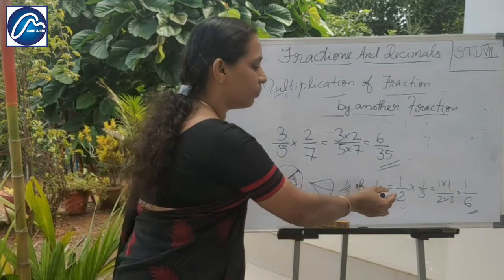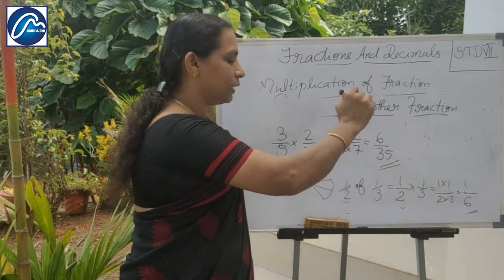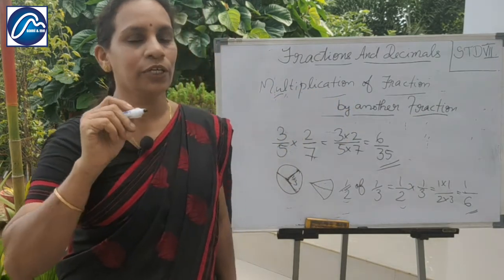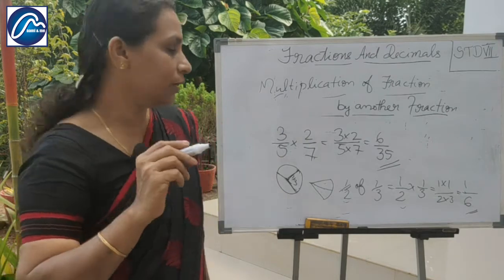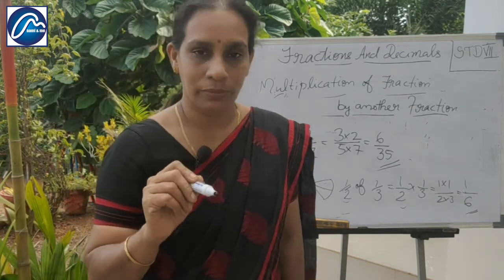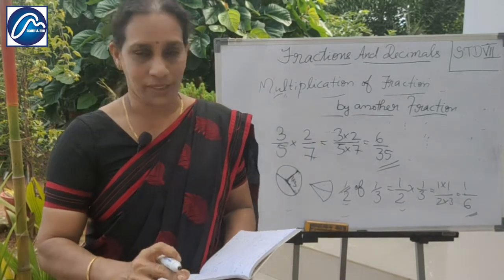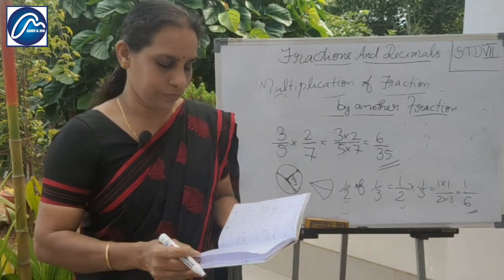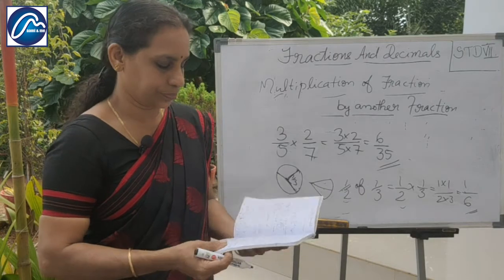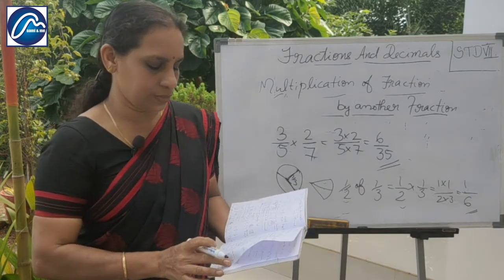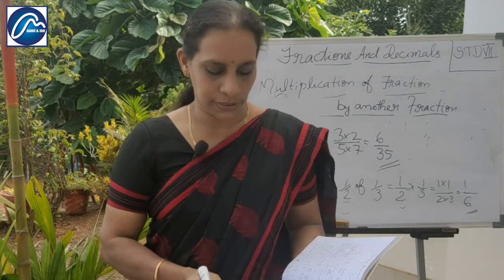That is 1 by 2 of 1 by 3. That is 1 by 2 into 1 by 3. When we say of, what do we have to do? You have to multiply, multiply the numerator and multiply the denominator. Then you will get the answer. Clear? Okay. That's it. The next part is value of products.